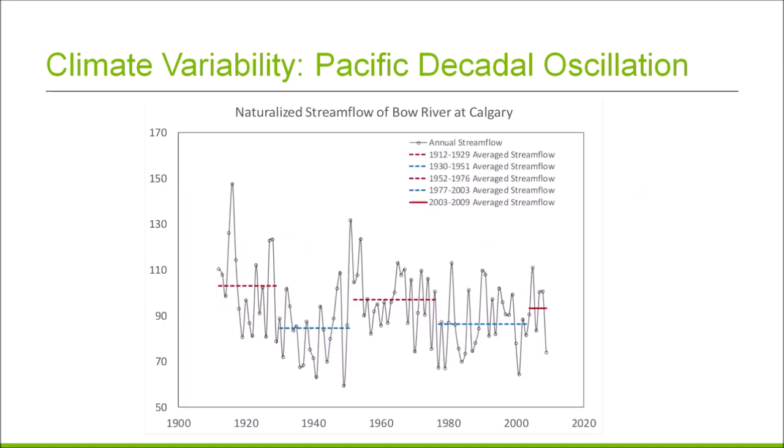And I did a similar plot for the same river. Again, we have mean annual flows for the Bow River at Calgary. And then I found out the warm and cold episodes of PDO. And you could see that when there is a positive phase and a negative phase, right, the stream flow could be quite different than the mean annual stream flow.